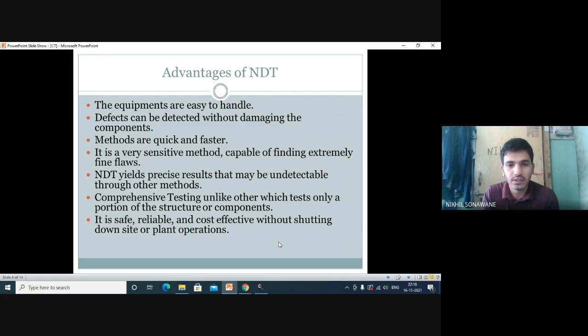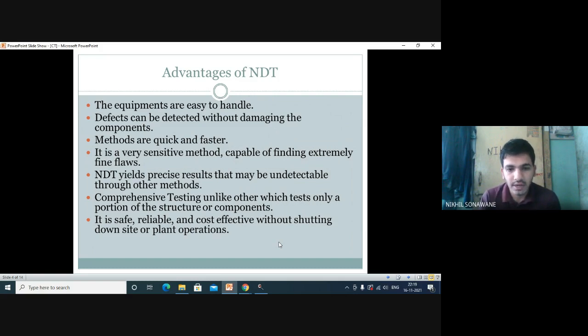Then defects, voids, cracks, or the stability of the concrete specimen can be determined without damaging the component, which is a unique one. And these methods are quicker and faster as they involve the use of advanced technology, and they are very sensitive methods. Even fine flaws can be found through this method, which cannot be found by destructive methods. Then we get precise results, as research has found that NDT gives more precise results than the destructive test. And not only the whole structure, but even smaller portions of the structure can be examined through this test to know their stability.